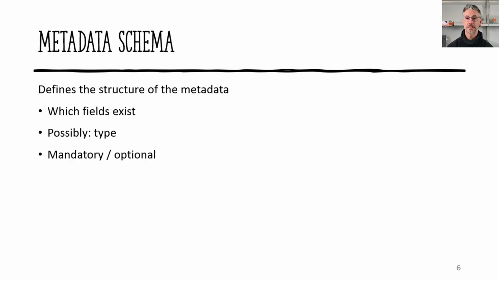So how do we treat metadata? Here we need to devise a schema that defines the structure of the metadata. Here we need to define which fields do we have, so what kind of metadata can we extract from the data, or how can we augment the data, possibly which type of this metadata do we have, and we need to decide which is mandatory and optional.